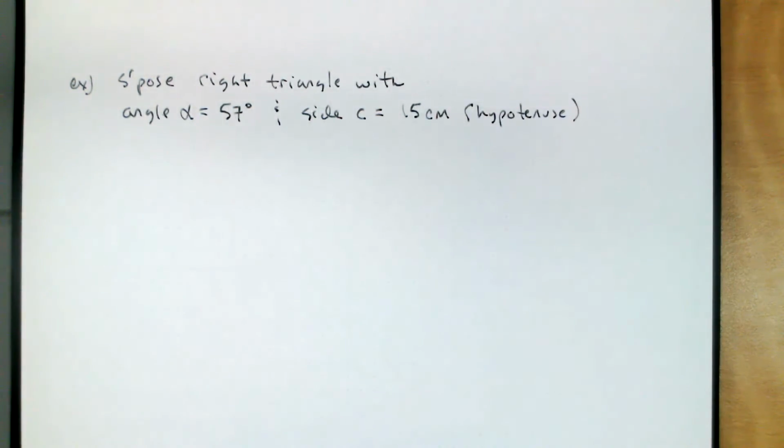There, I've given you three pieces of information. It's a right triangle. One of the angles is 90 degrees. Angle alpha is 57 degrees. And side C, the hypotenuse, is 15 centimeters. We can draw a picture if we like.